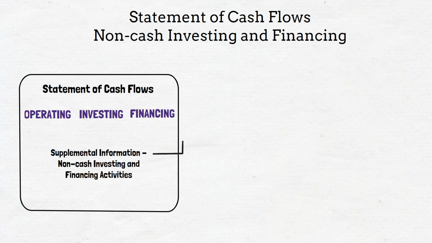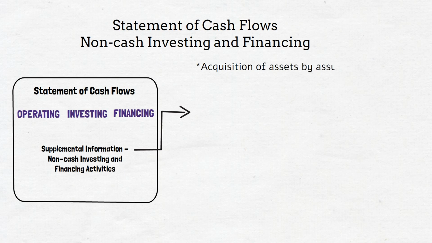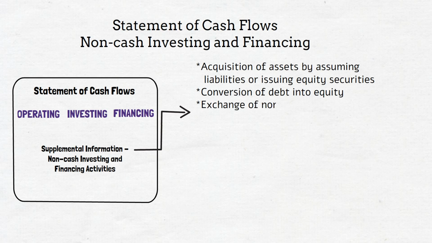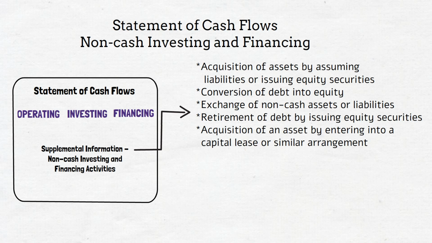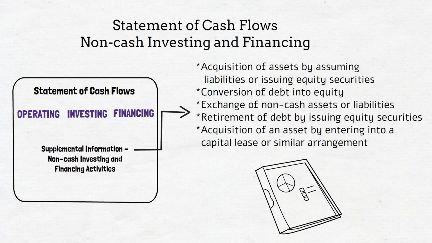This section reports significant investing and financing transactions that do not involve the use or receipt of cash. Examples of non-cash investing and financing activities that may be disclosed in this section include acquisition of assets by assuming liabilities or issuing equity securities, conversion of debt into equity, exchange of non-cash assets or liabilities, retirement of debt by issuing equity securities, and acquisition of an asset by entering into a capital lease or similar arrangement. By reporting these non-cash transactions in the statement of cash flows, users of financial statements can understand the company's investing and financing activities beyond what is reported in the main sections of the statement.